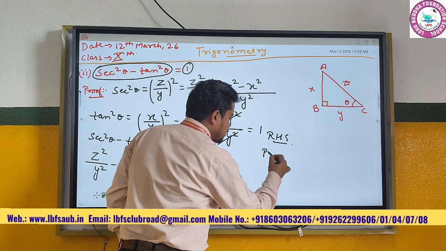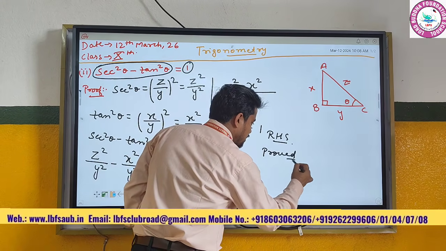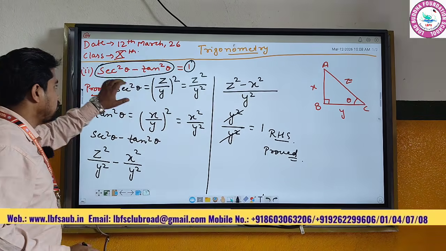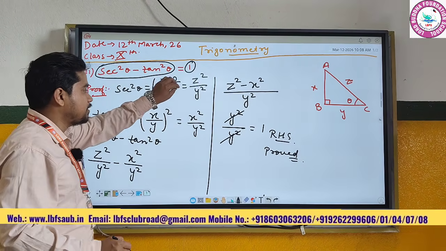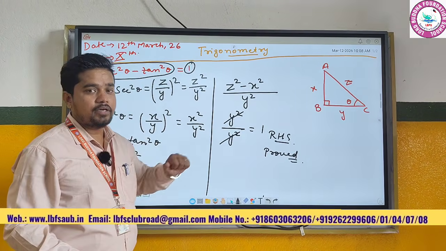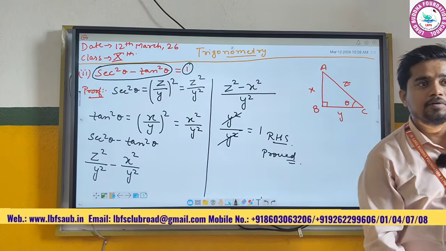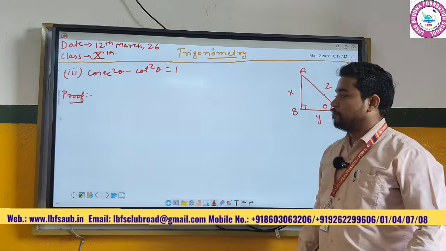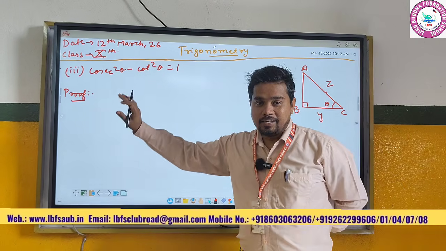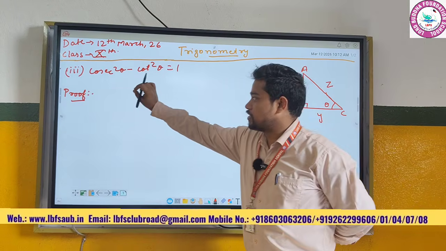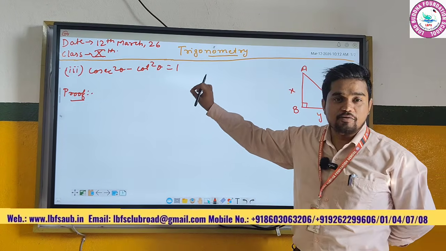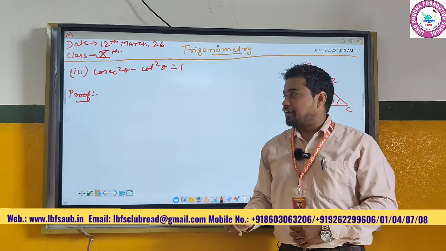So it is proved. What we had proved, that the value of sec square theta minus tan square theta is equal to 1. Okay, students, write it down. Is there any problem? Okay, write it down fast. Come on to the third identity, which is cosec square theta minus cot square theta is equal to 1. So we have to prove it.